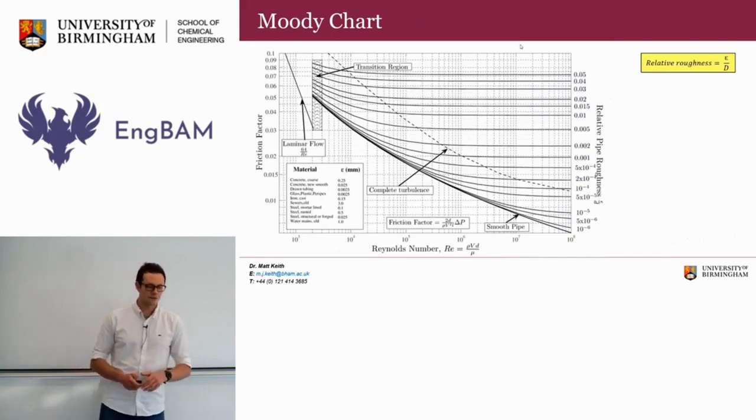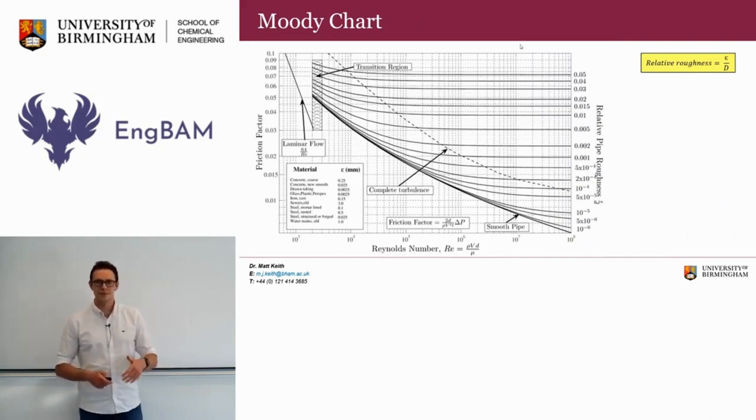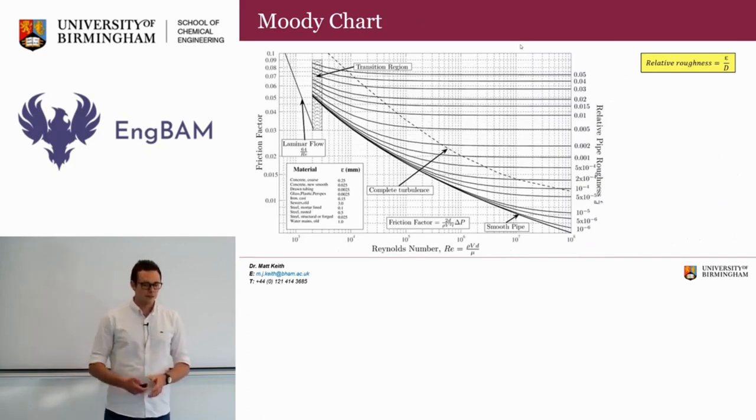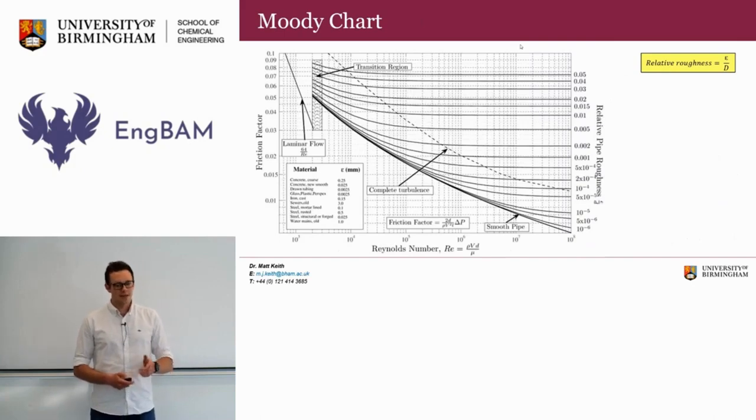It plots that friction factor against the Reynolds number, which we know how to calculate from earlier, but we've also got a series of lines on there for various different pipe roughnesses. And that pipe relative roughness is calculated by taking our equation at the top right there.